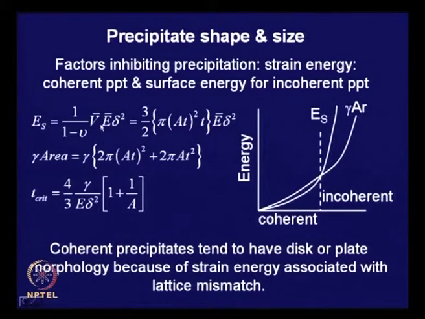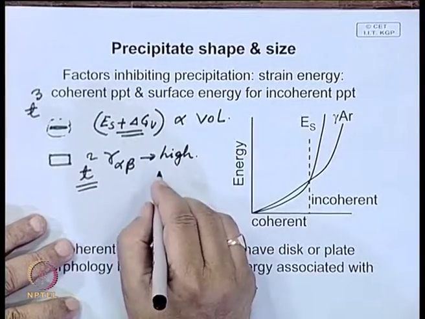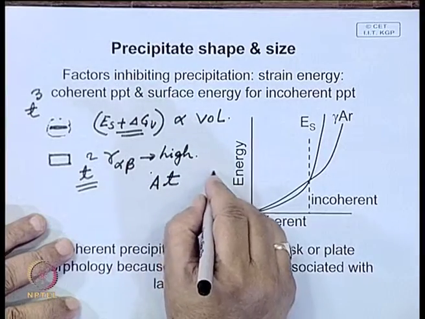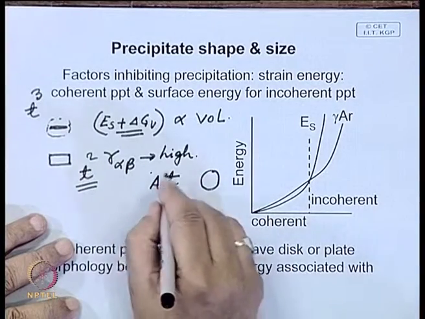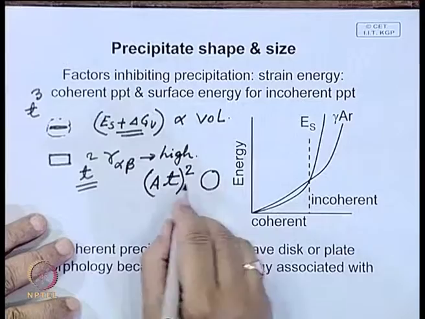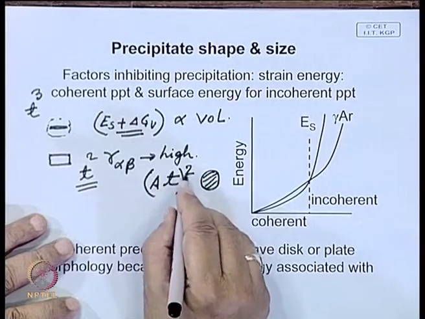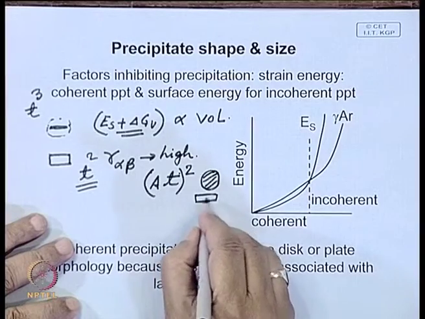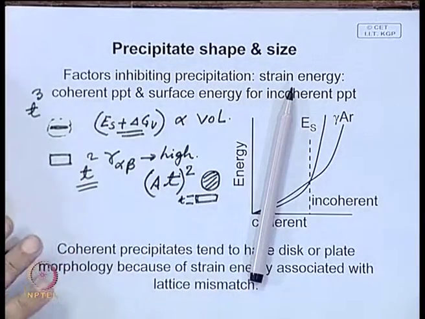This volume, if you assume it to be a disk, and if you assume that there is a shape factor A, because the disk may not be perfectly circular. So the area of the disk is proportional to the square of T, and then to get volume you have to multiply by the thickness, which is T. So, you get this will be equal to T cube.